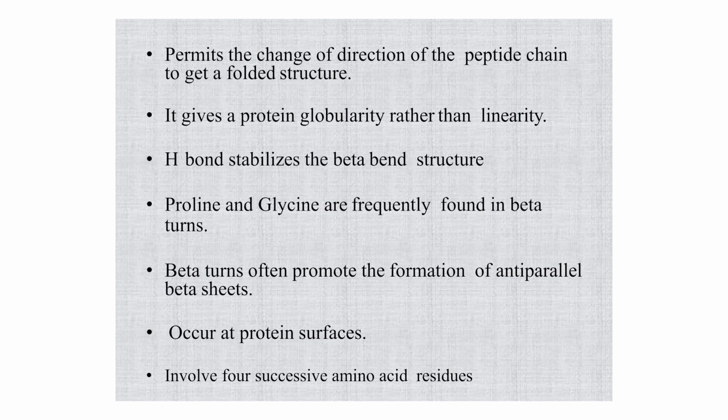Hydrogen bonds stabilize the beta bend structure. So, where it is bent, it is the hydrogen bond which stabilizes the structure. Proline and glycine are frequently found in beta turns. Definitely, we have seen in the diagram that it is the proline and glycine residues which are responsible for the bend of these beta structures. Beta turns often promote the formation of anti-parallel beta sheets and occur at protein surfaces. It involves 4 successive amino acid residues.